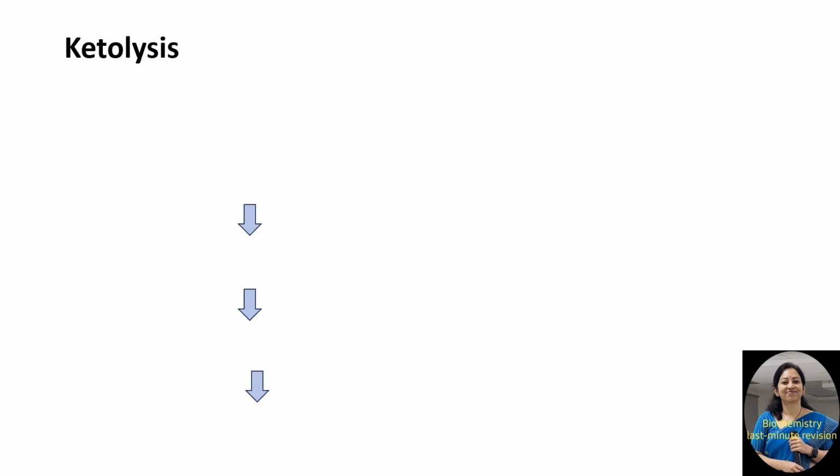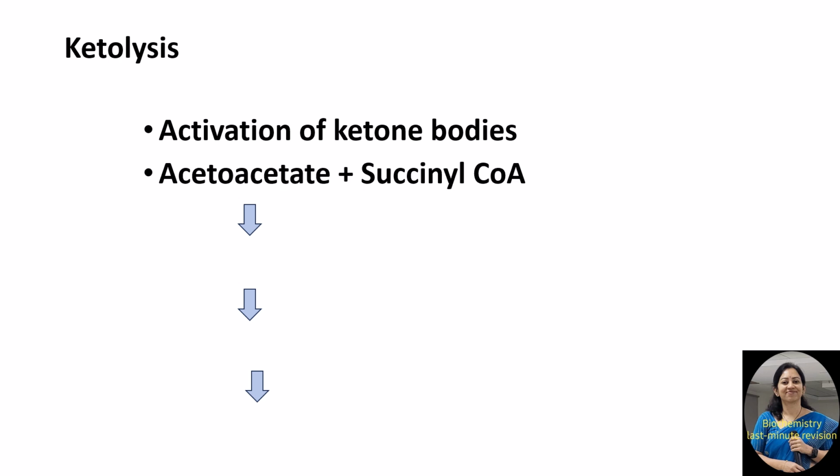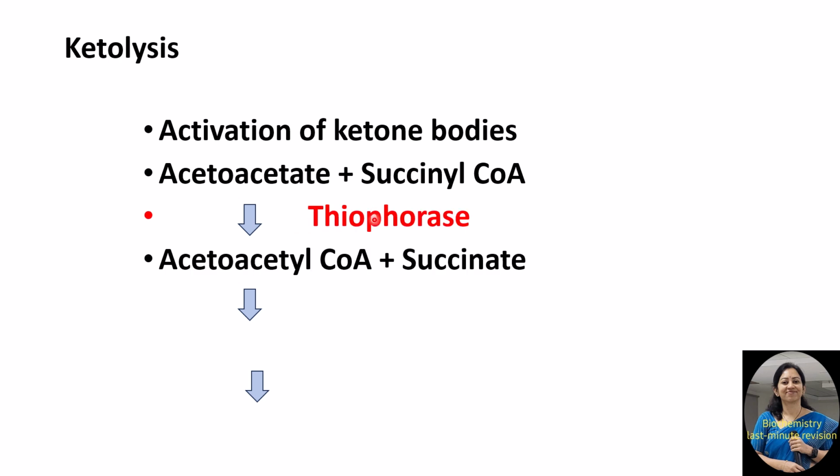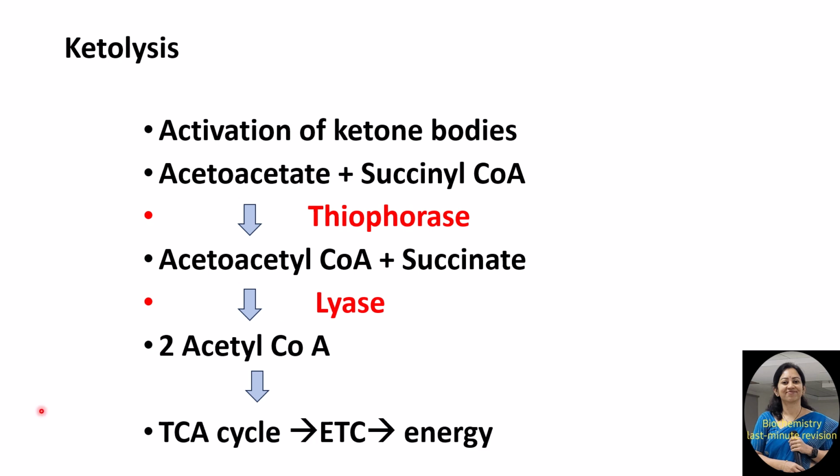Coming to the pathway of ketolysis, first the ketone body has to undergo activation. As acetoacetate is a primary ketone body, it undergoes activation with the help of succinyl-CoA, and the enzyme is thiophorase. This results in the formation of acetoacetyl-CoA and succinate. Now this activated acetoacetyl-CoA is cleaved by the lyase enzyme into two molecules of acetyl-CoA. This will enter the TCA cycle where it gets completely oxidized, liberating energy. That is how the ketone bodies undergo lytic reaction to provide energy to the peripheral tissues.